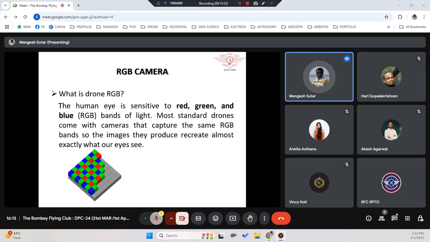Most of the time, I have seen that the cameras used on surveillance systems are Sony cameras. Most of the time they are used on drones because of the quality and functionality required when you are flying the drone and capturing pictures. You need the real thing, what you see, in the picture. The human eye is sensitive to red, green, and blue bands of light. Most standard drones come with a camera that captures the same RGB bands, so the images they produce recreate almost exactly what our eyes see. That's why people normally prefer those types of cameras.